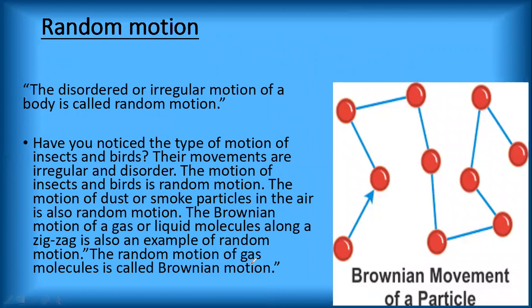Random motion. The disorder or irregular motion of a body is called random motion. The motion of a body in a zigzag path is called random motion. The motion of a butterfly is called random motion. The motion of a body in an unpredicted path is called random motion. Have you noticed the type of motion of insects and birds? The movements are irregular, disordered, unpredicted. The motion of insects and birds is random motion.